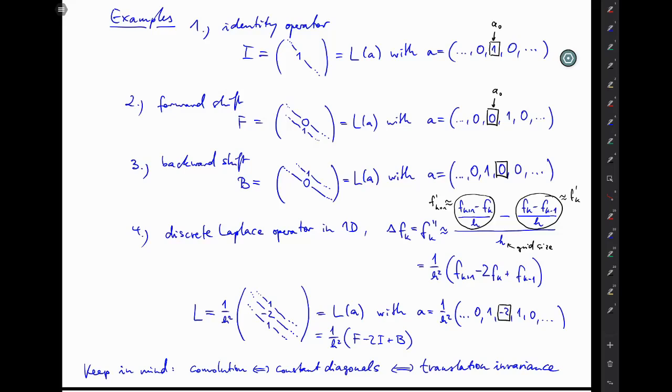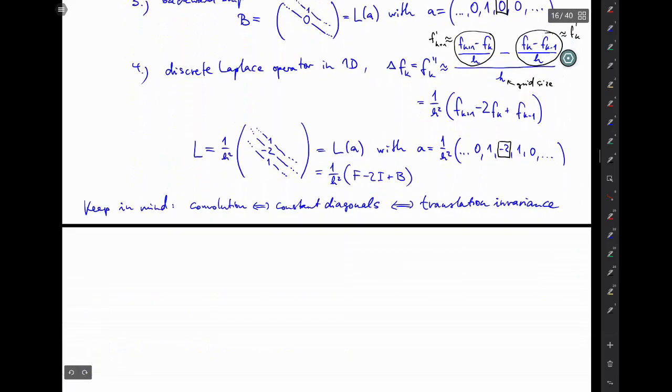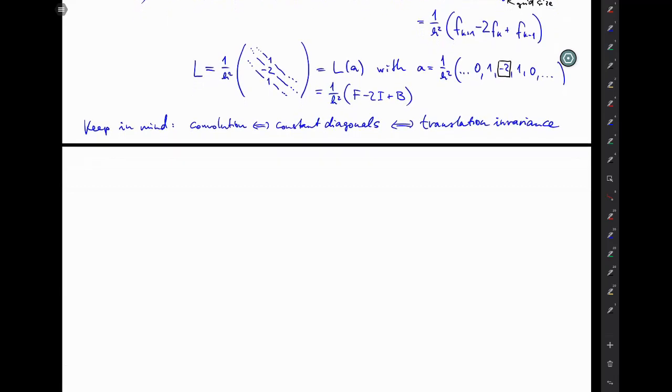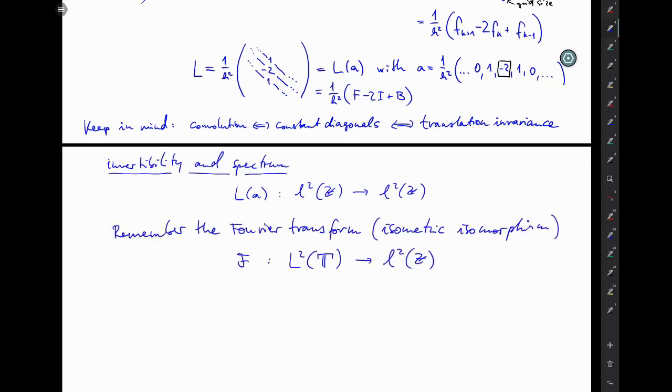Okay, now we know what we mean when we say convolution operator, and we have seen some examples. The next thing we want to do is understand invertibility and hence the spectrum of convolution operators. And here you just need to know one trick, and then the rest is simple. And that main tool is the Fourier transform.